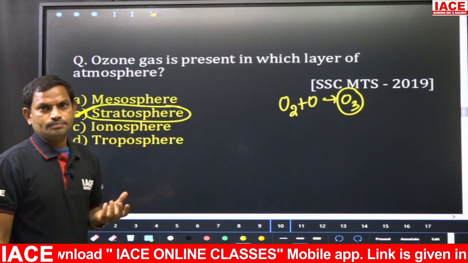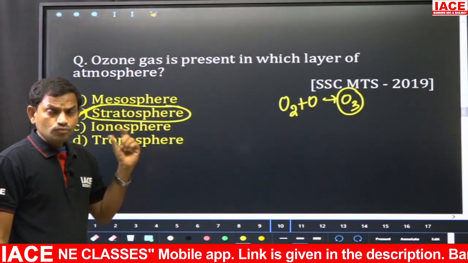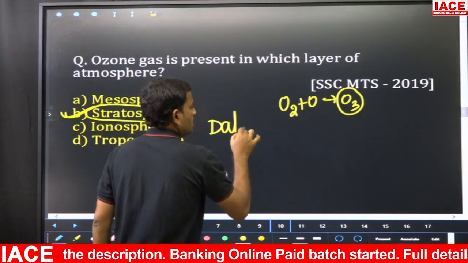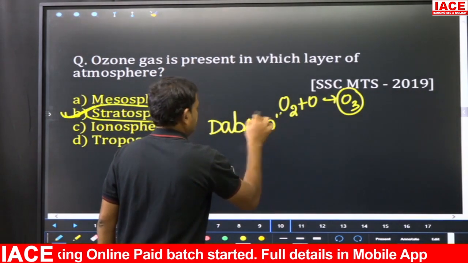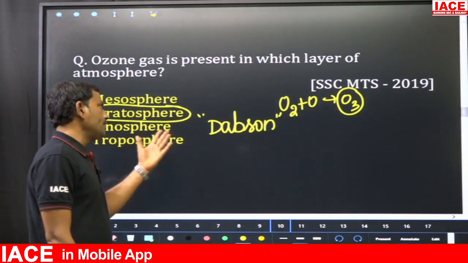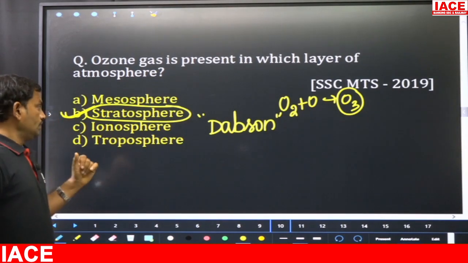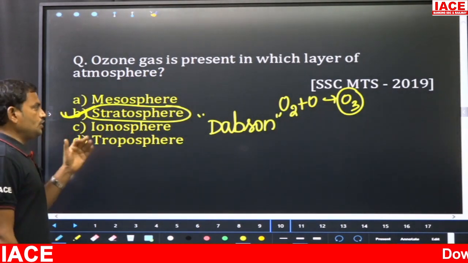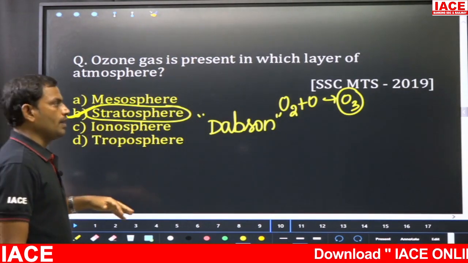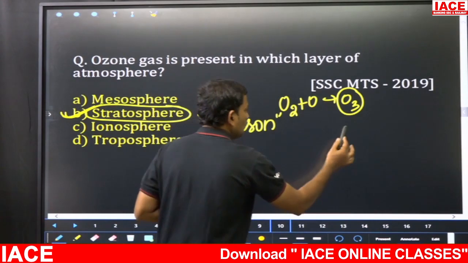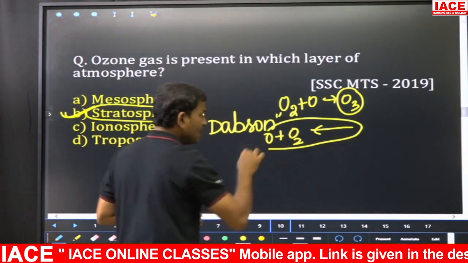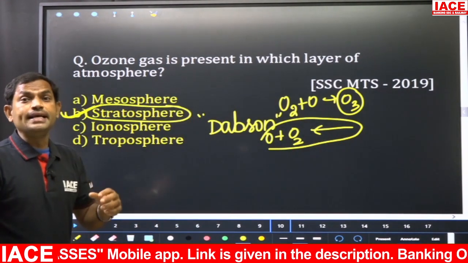The thickness of ozone can be measured in a special unit called Dobson. Dobson is the name of a scientist who explained the properties of ozone, that's why the thickness can be measured in terms of Dobson. If the thickness of ozone has gone down or reduced, that denotes the O3 gets transformed into O2 plus O. Because of that, O3 levels will be decreased in the atmosphere.